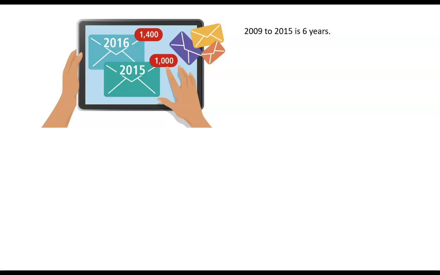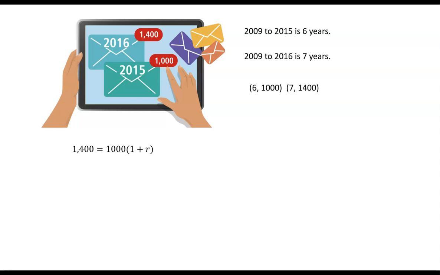So from 2009 to 2015 is 6 years. From 2009 to 2016 is 7 years. So our two data points: 6 years after the starting point, she had 1,000 emails sent. 7 years after the starting point, she had 1,400 emails sent. So there's our two data points.